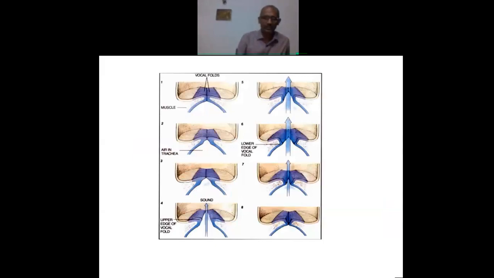So this picture, again, you may be familiar with this. 1, 2, 3, 4 going in this order, and then 5, 6, 7 coming like this. So you're aware of this. I'll be repeating this again once more.